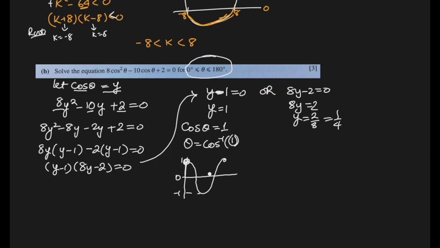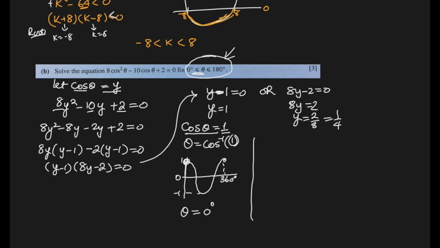Here the angle is 0. Here the angle is 360 degrees, right? But our domain is up to 180 only. That means we can accept only one answer, and there's an equal sign also. That means we can take 0. So this gives us theta equal to 0, where cos theta is 1. 0 degrees is the only one.